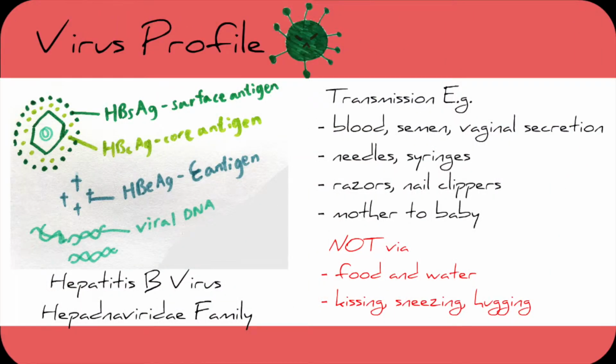The most common way of spreading HBV is when HBV-infected blood or body fluids enter the body of a non-infected person. From unprotected sex, needle stick injury, sharing personal items, and from mother to baby during birth. It is not spread by food or water or casual and social contacts.